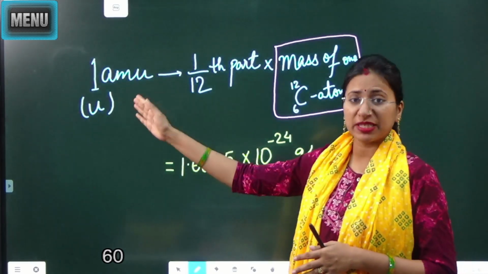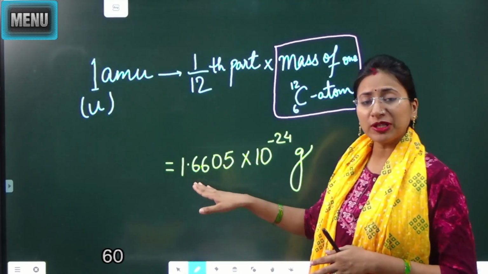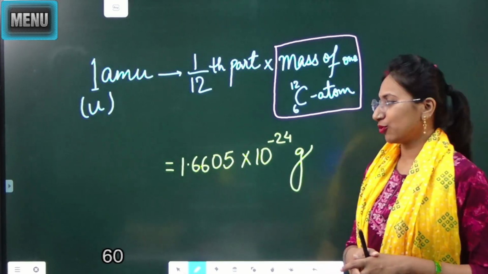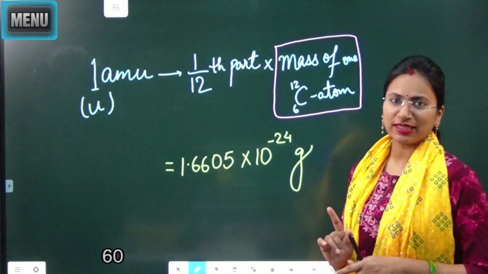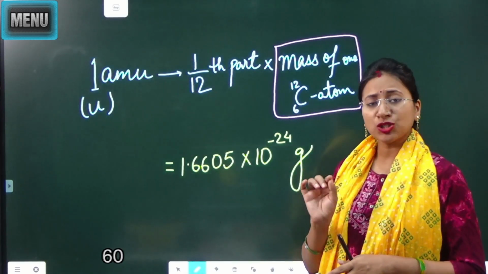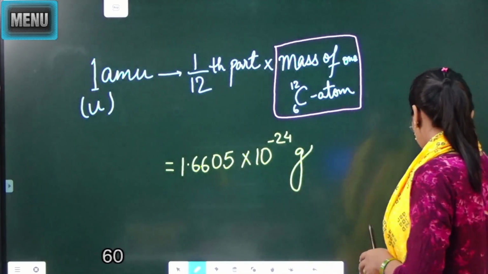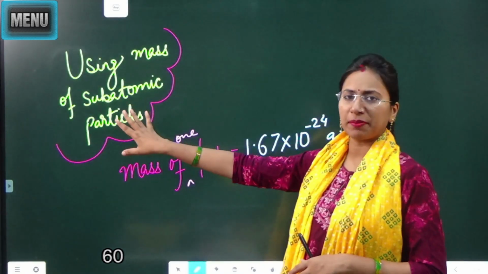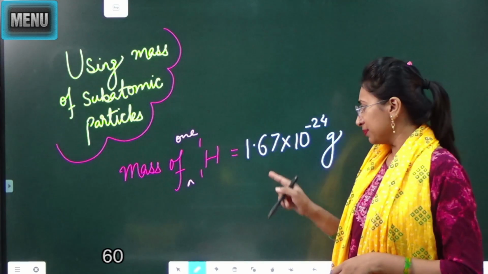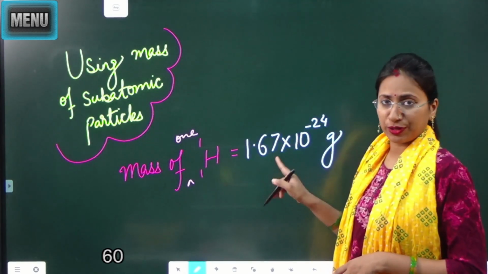A careful measurement was done. The value came out to be 1.6605 into 10 power minus 24 gram. And one interesting thing is there, we had already calculated mass of H11 atom, protium atom, using subatomic particles. We have already done this calculation in earlier video, and it came out as 1.67 into 10 power minus 24 gram.